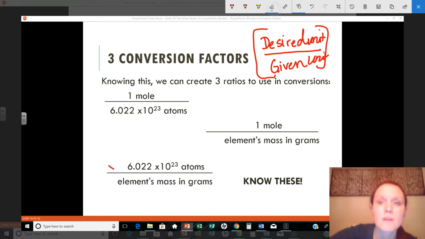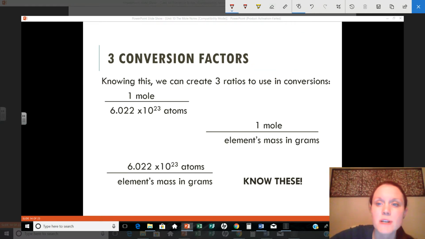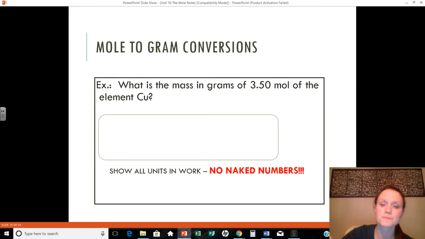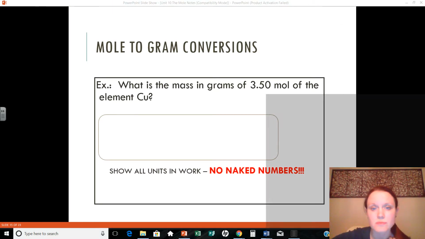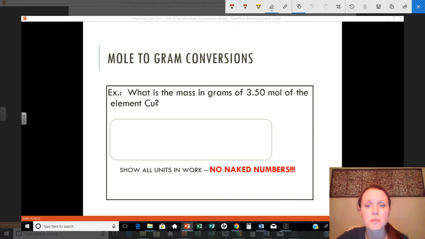All right, so now let's go over some practice problems. If I wanted to convert 3.5 moles of copper into grams, my given is in moles, and I am looking for grams. So let's write out what we've got here.